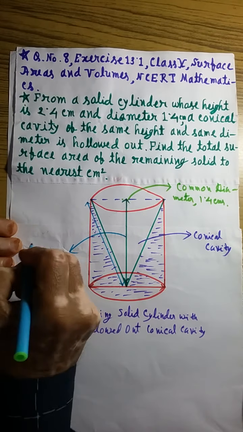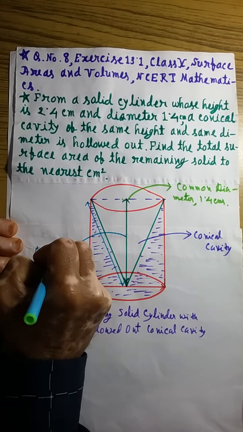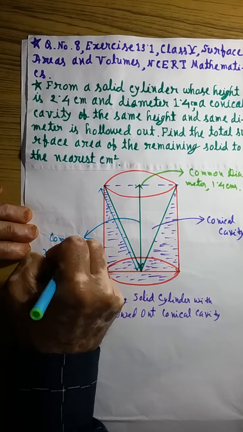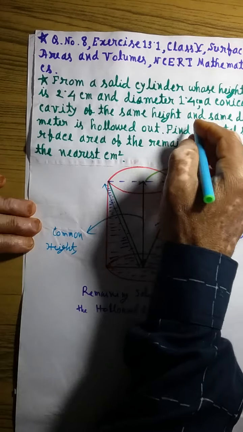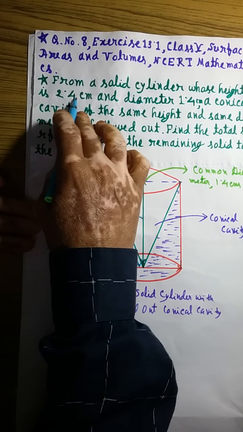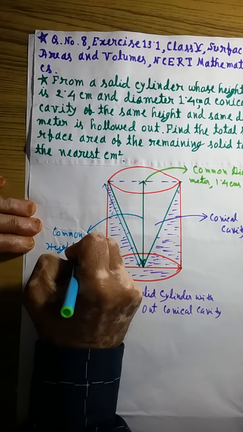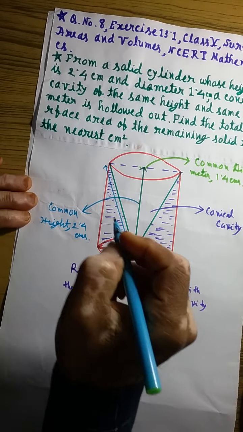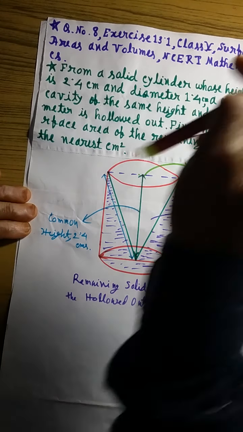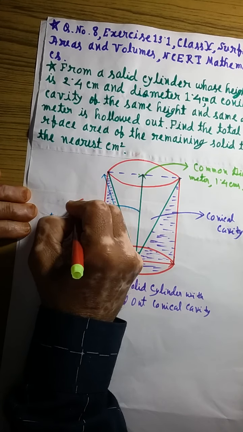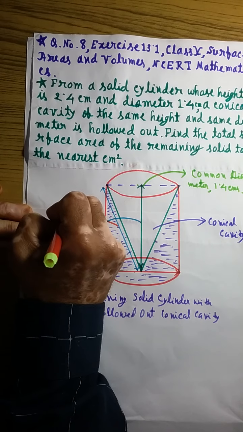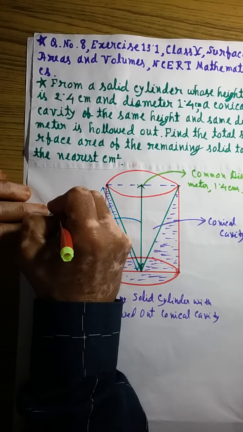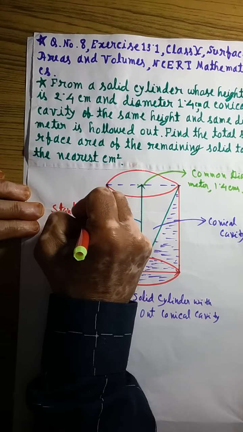This one is the common height. Common height, according to the question, the measure of which is 2.4 centimeters. This one is the slant height.